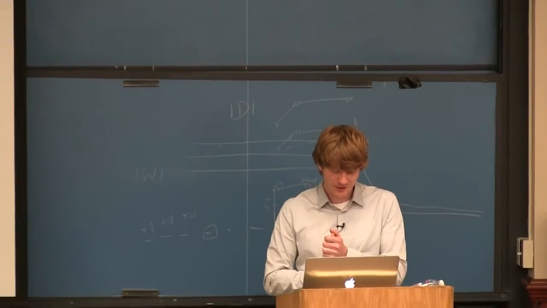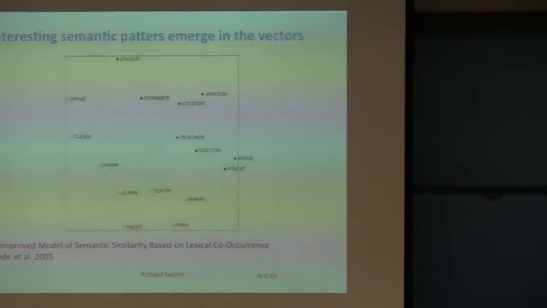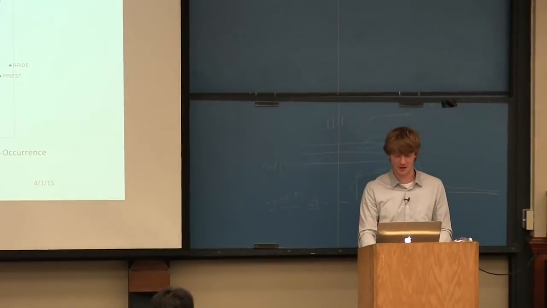So before we go there, one last slide on sort of interesting patterns that emerge here. So you have, for instance, swim and swimmer, and teach and teacher, and treat and doctor here, and pray and priest. So even verbs and their semantic sort of noun counterparts have a similar shared structure. Which is kind of amazing, right? We didn't tell this model anything about the world, about that certain professions participate in certain activities or anything. It just fell out of the statistics in the model.